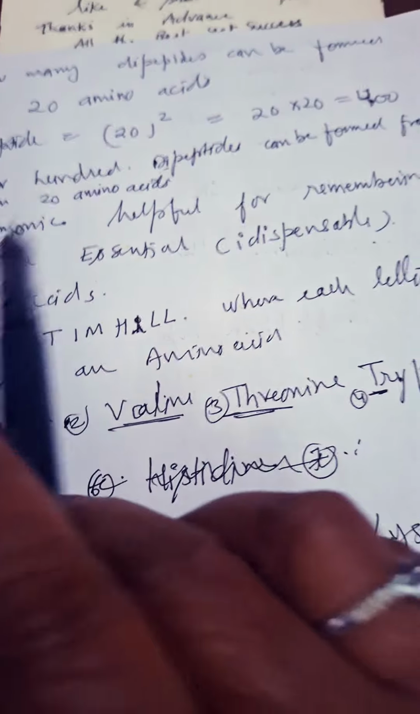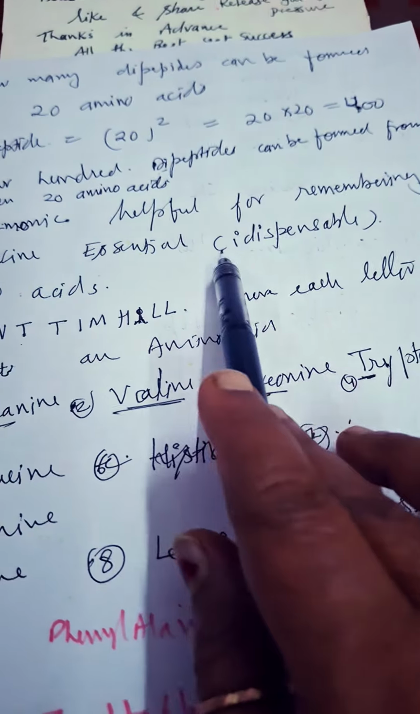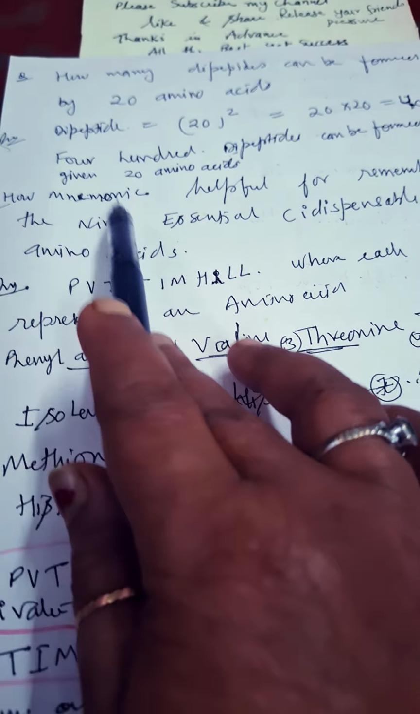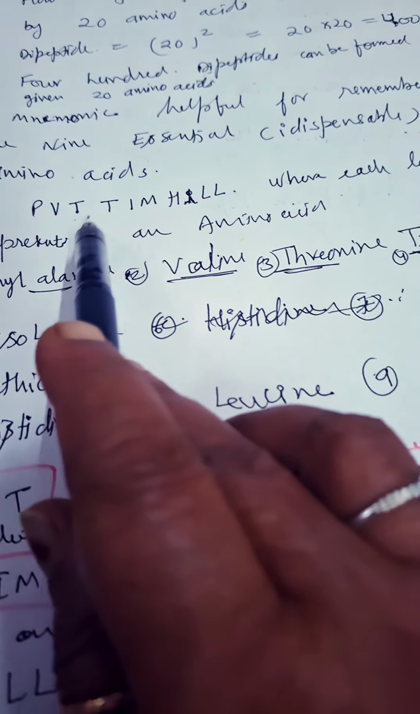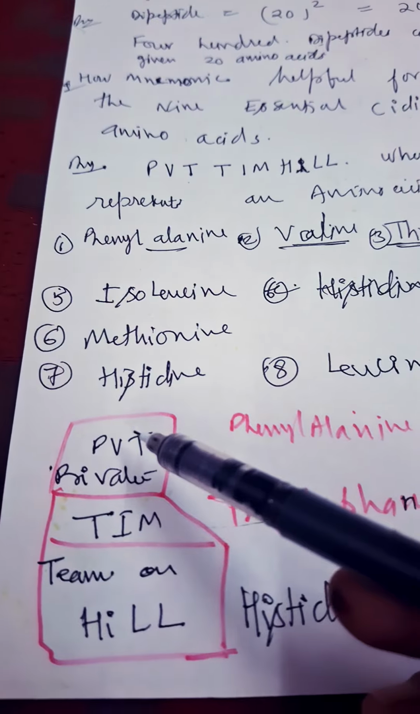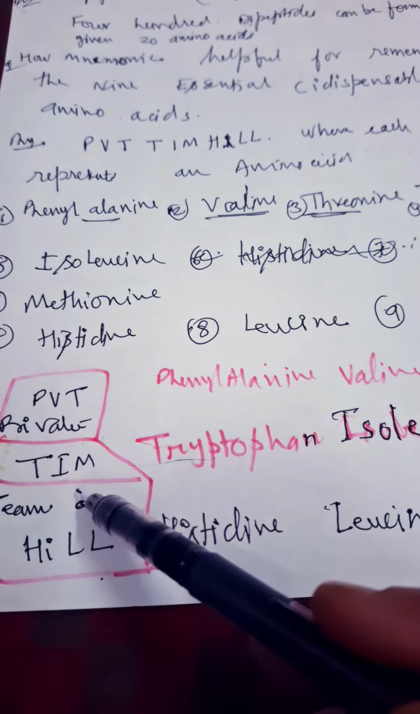Now I will tell you a mnemonic helpful for remembering the 9 essential, indispensable amino acids. Mnemonic means here only one alphabet is given. So P, V, T, T, I, M, H, I, L, L. Very intelligently you can write it down: Private team on hill. Private team on hill.